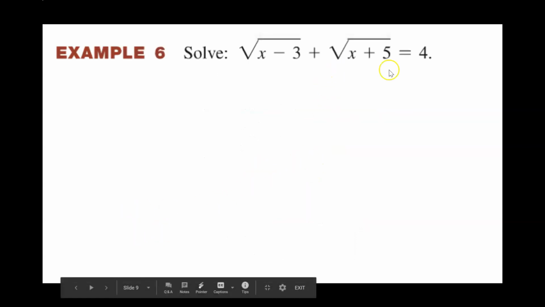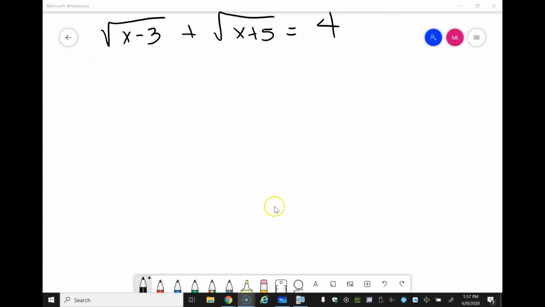So here's our last one we're going to do. This one's going to take a little bit of time, so I'm going to actually work this one out for you. So here's the last example that I wanted to go over.